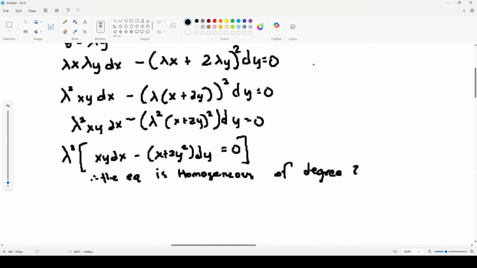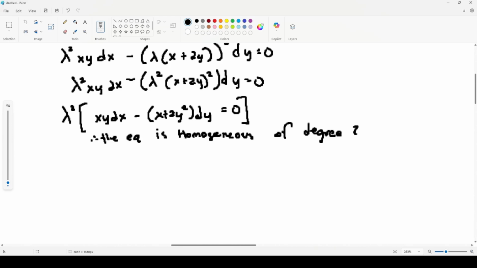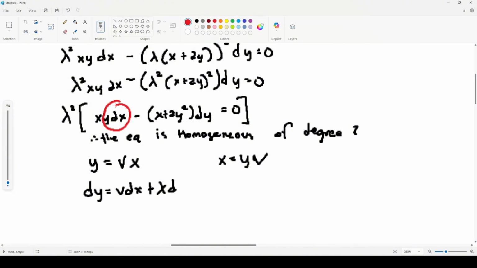And now we know that this is homogeneous, so we can use the substitution method and substitute the values. For this case, I'm going to try y equals vx, using v instead of the usual letter. Then dy is equal to v dx plus x dv. I recommend x equals vy because it is much smaller because of the first term. If we substitute x equals vy, then dx is equal to v dy plus y dv.